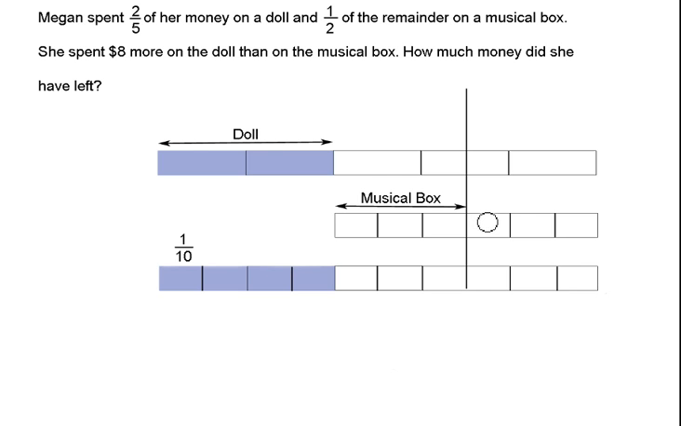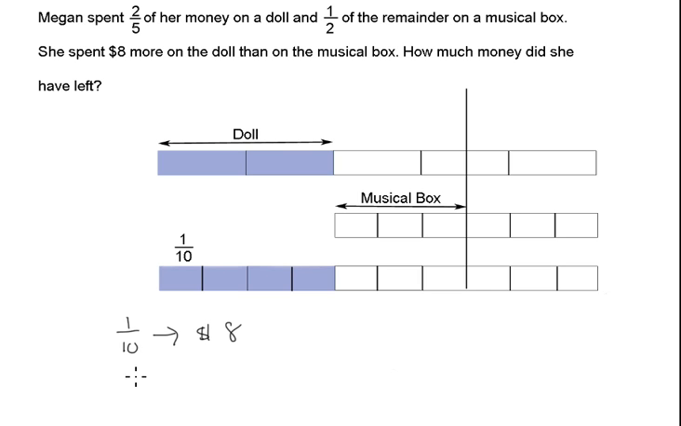So one small part, that is the difference between the fraction spent on the doll and the fraction spent on the musical box, is this one small part here, and it's equivalent to 1/10. In the question, it says that she spent $8 more on the doll than on the musical box. So 1/10 represents $8, and we can write that down as 1/10 is equivalent to $8, right?